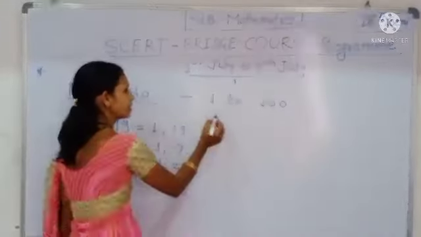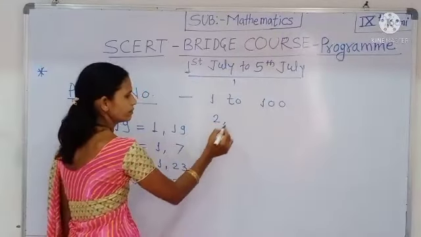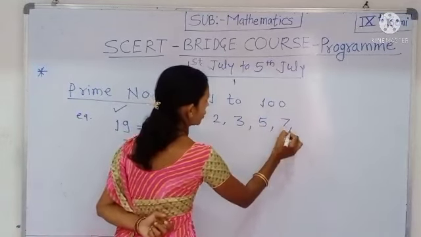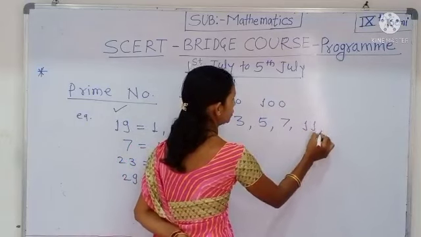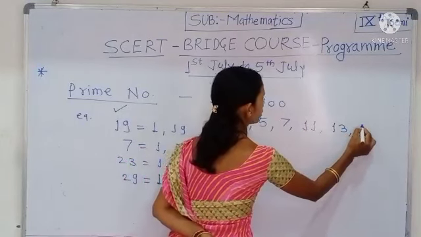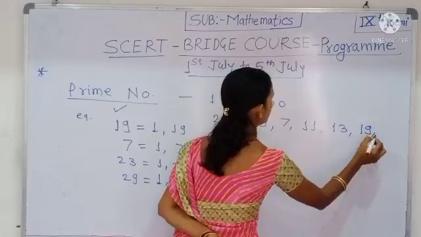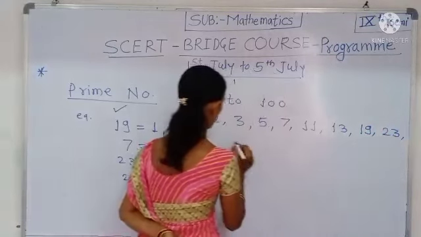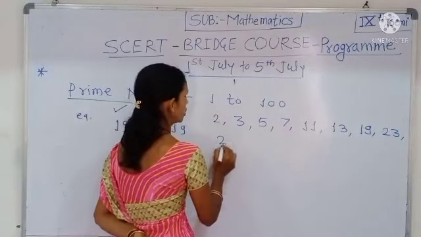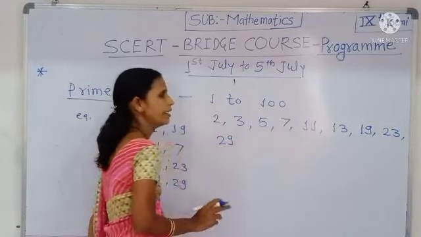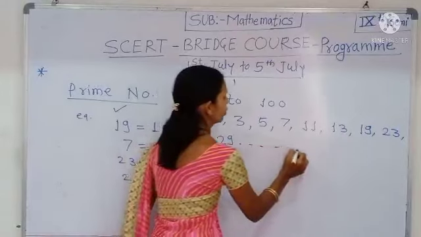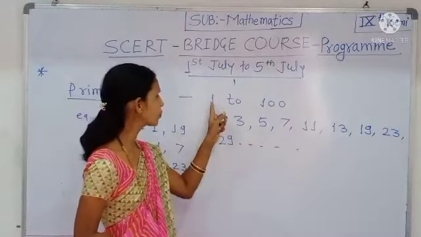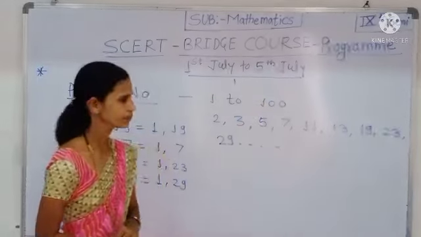Then see here, 2 is a prime number, 3 is a prime number, 5, 7, 11, 13, 19, 23, 29, etc. are the prime numbers. Then you can find out the prime numbers from 1 to 100.